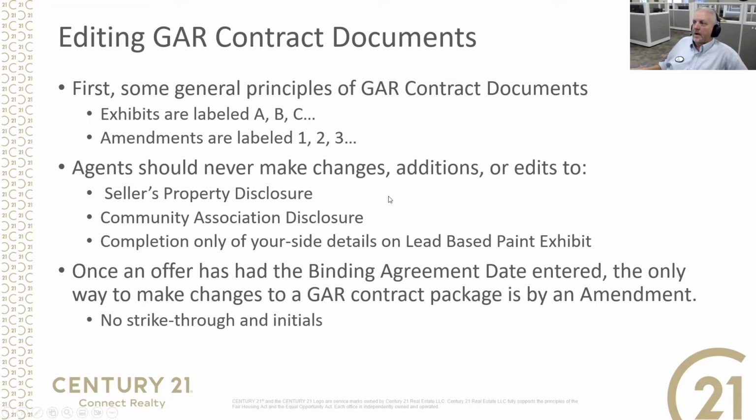Another principle of GAR contracts: there are a few things that should never be edited or changed by you as an agent. Those three things are the seller's property disclosure, the community association disclosure, and completion of only your side details of the lead-based paint exhibit disclosure. Why is that? Anybody want to take a guess? I don't want that liability, for one. I don't want to touch that disclosure.